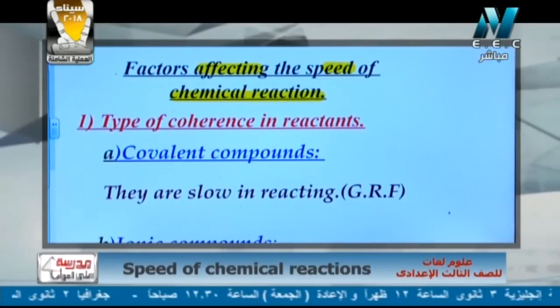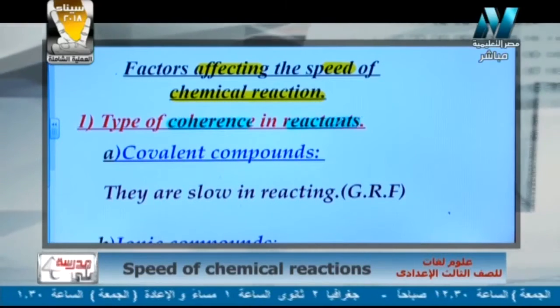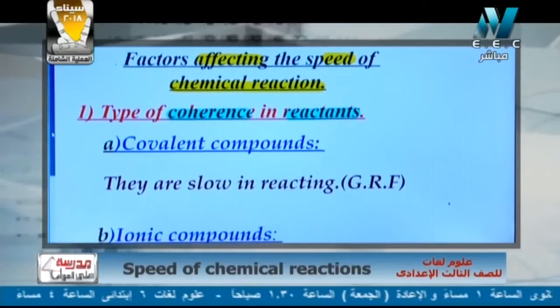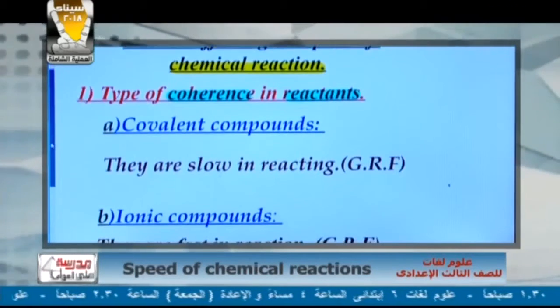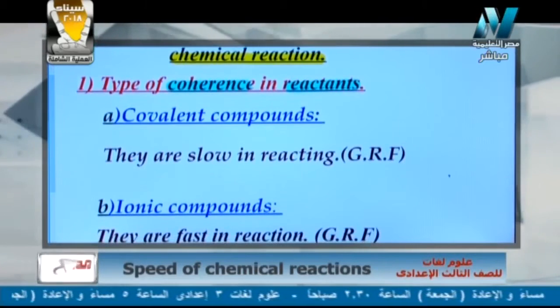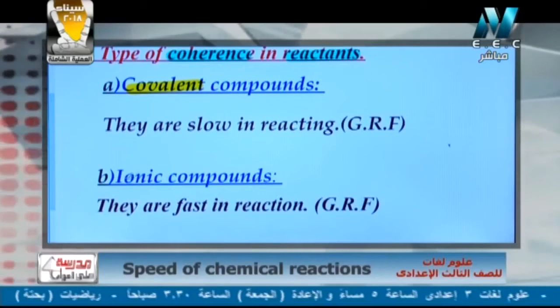Number one, we have here the type of coherence in the reactants. The word coherence here means the molecules, the type of molecules in the reactants. We have two types of compounds: number one, covalent compounds, and number two, ionic compounds.